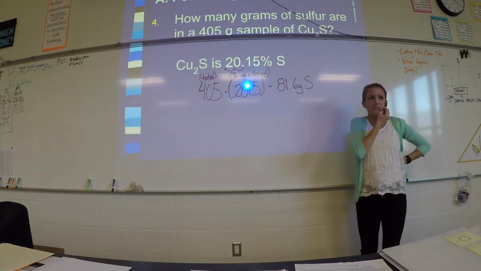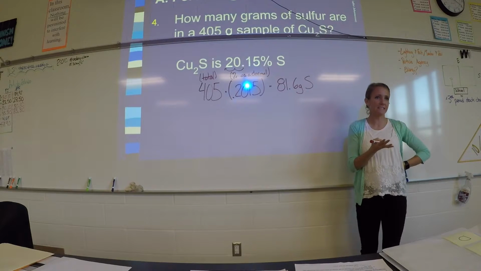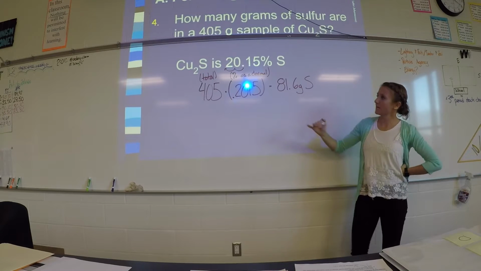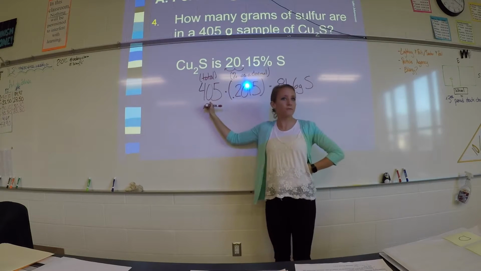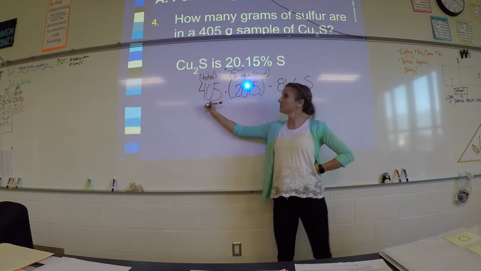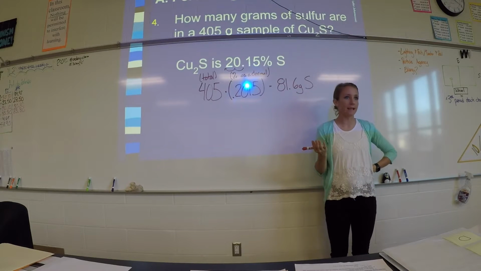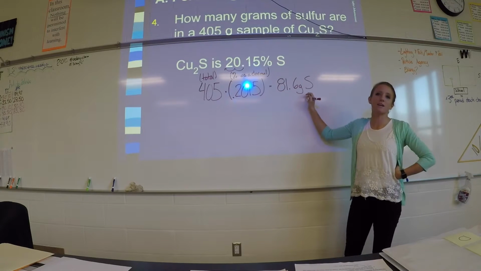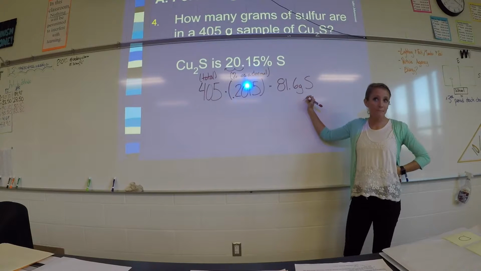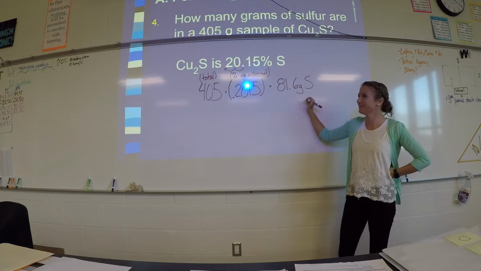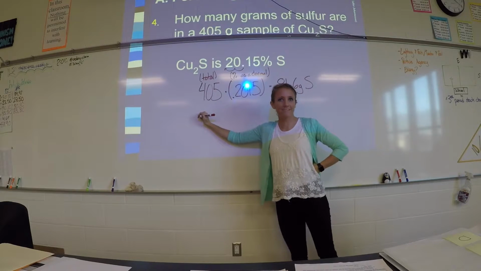Does it make sense? Because what were we trying to find? Grams of sulfur. We were trying to find 20% of 405. That is a logical number, right? If this had been, let's say, 800, would that be a good choice? No, because 800 is not 20% of 400, right?